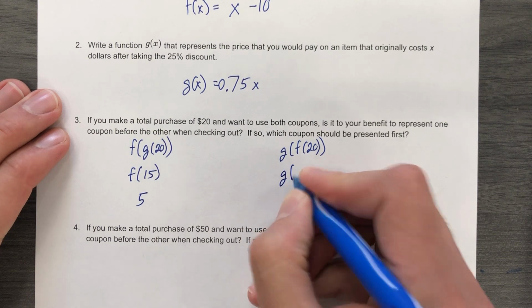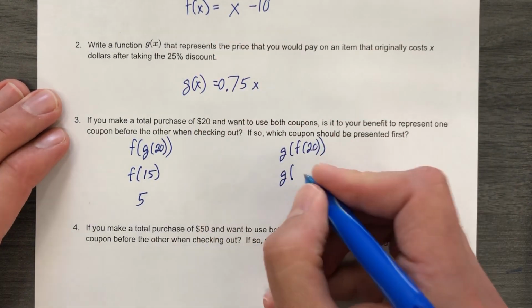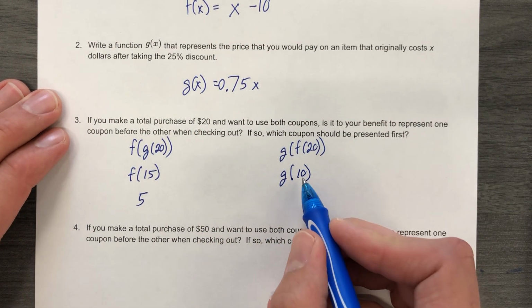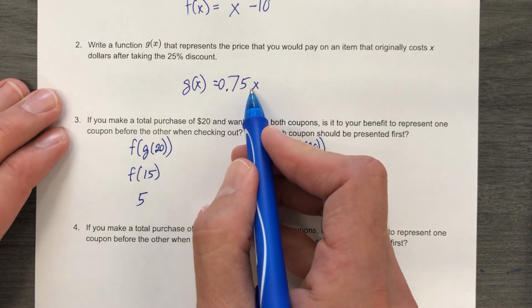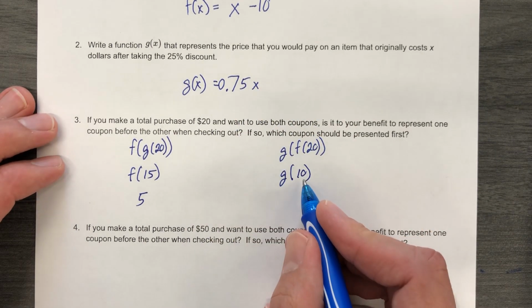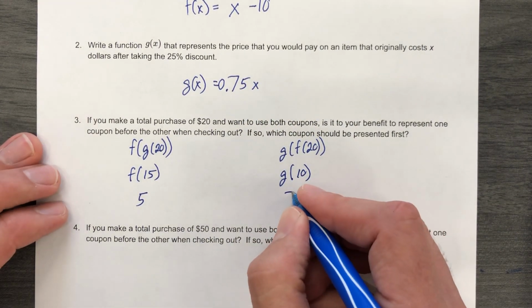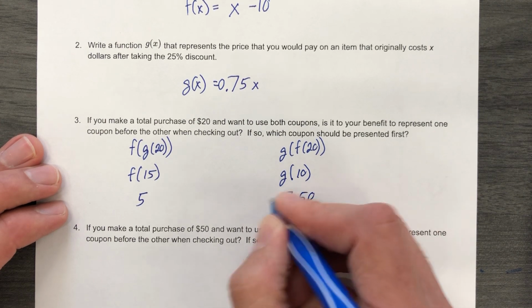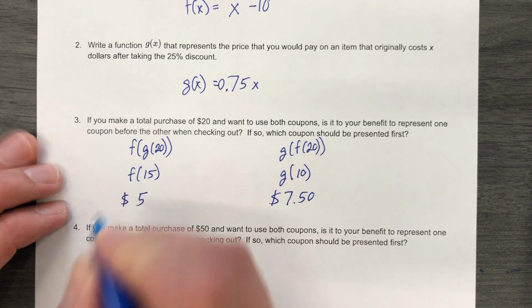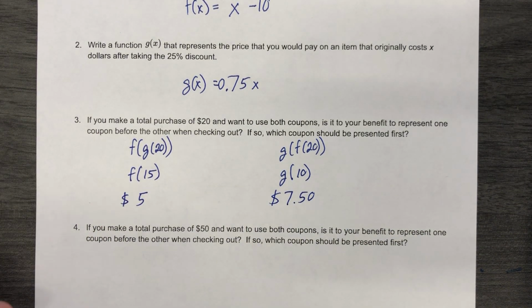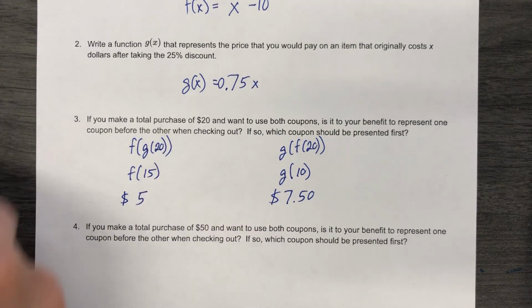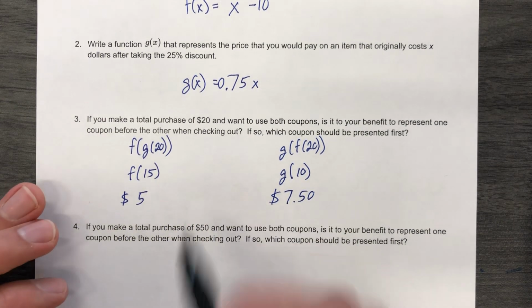I have g of, let's see, f of 20. 20 goes here. That gives me a 10. And now we're going to plug a 10 in right here, and 75% of 10, 25% off, would give me $7.50. So it is to my advantage to do it this way. So here's what I'm going to write. I'm going to write it in red. We'll put it in the middle.